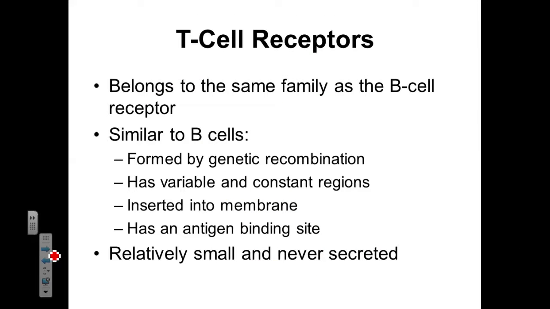Our T cell receptors are going to belong in the same family as our B cell receptors. They're very similar to each other. They're formed by genetic recombination, just like the B cell receptors are. They have variable and constant regions. They're inserted into the membrane and have antigen binding sites. However, unlike B cell receptors, the T cell receptors are relatively small, and they're never going to be secreted from the cell. They'll never be free-floating in the extracellular environment.